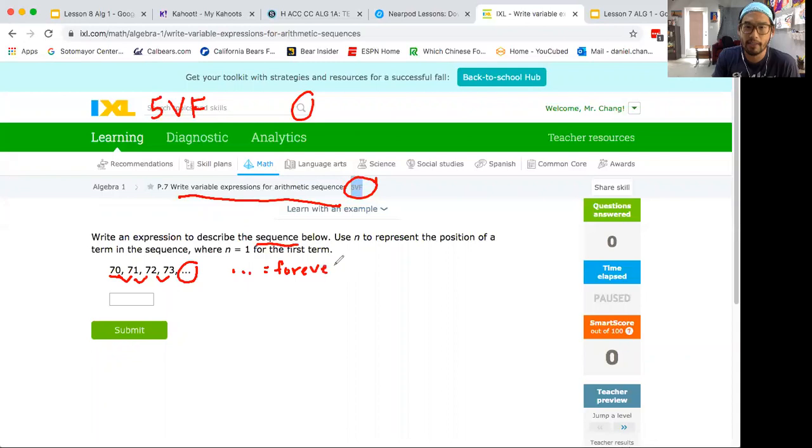It's called an ellipsis. But it starts at 70. It doesn't start at 69. It doesn't start at 68. It starts at 70, and then it goes on forever. But the first thing I notice is the common difference of 1, right? That's my common difference.